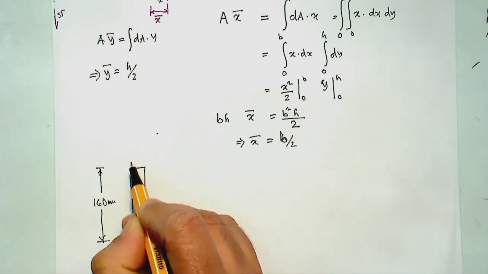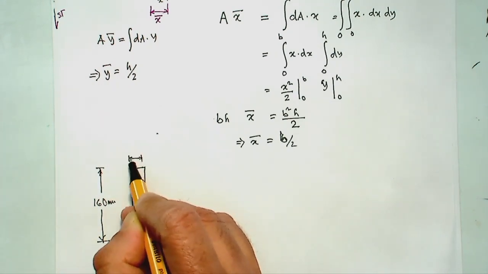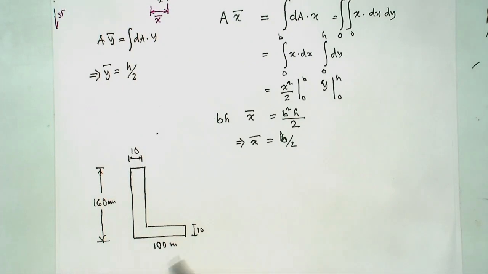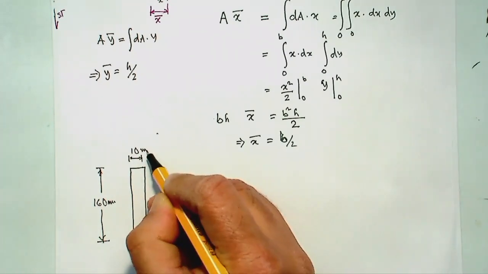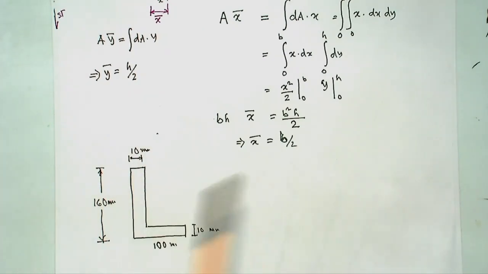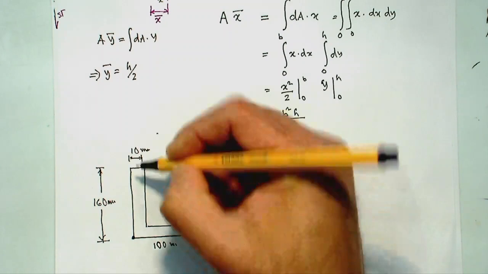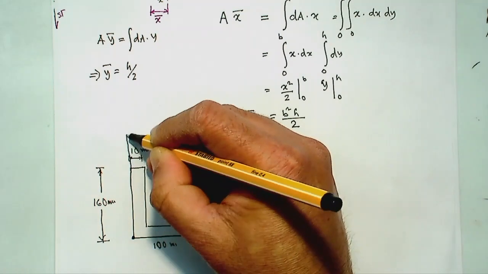160, so that this is also 10. That's it. So 10 millimeter, all of that. So I want to find the centroid of this cross section. Now, again, as before, I will draw an axis system. So let's say my axis origin is here, and I'll draw x-axis along that way, y-axis along that way.